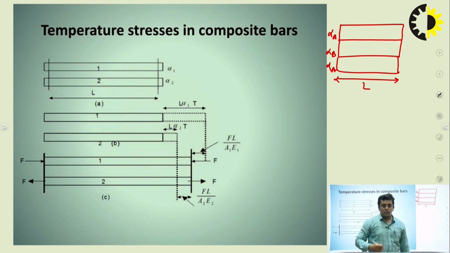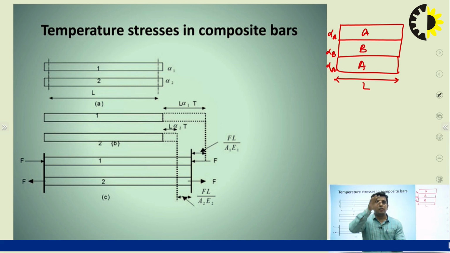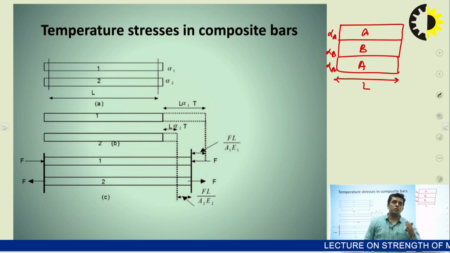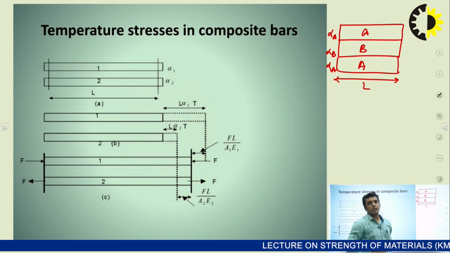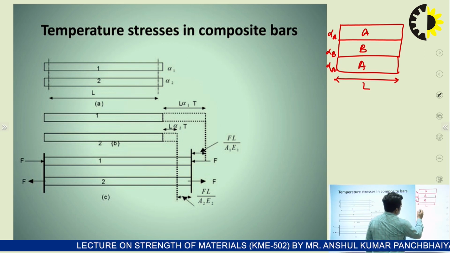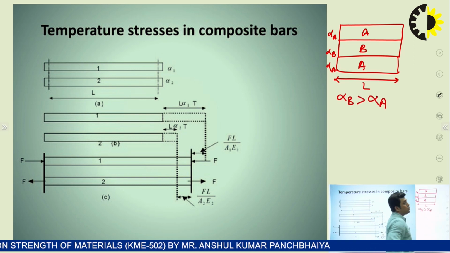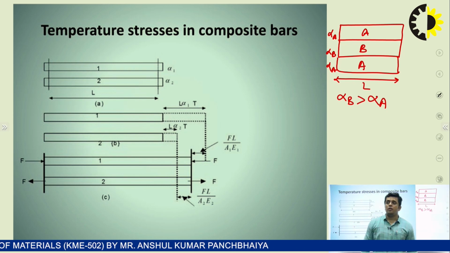Now there are two materials. This is material A, again this is material A, and this is material B. Material B is sandwiched between A. The material B is sandwiched between A. Now, what we are assuming here is that alpha B is greater than alpha A, meaning the coefficient of linear expansion of material B is greater than the coefficient of linear expansion of material A.